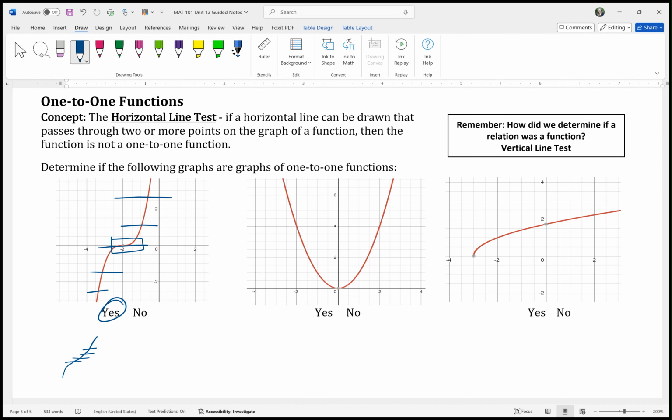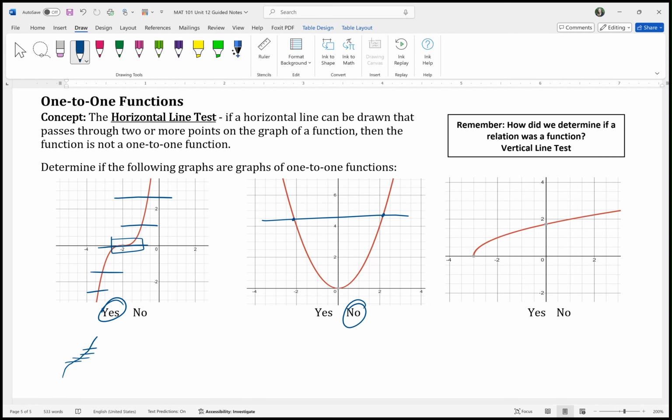Yes. Looking at our middle one here, does it pass the vertical line test to be a function? Yes. Let's check to see if it's a one-to-one function. That's the horizontal line test. And if we do the horizontal line, we can see that it is touching it in two places. Therefore, it is not one-to-one.